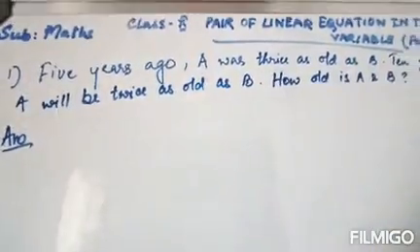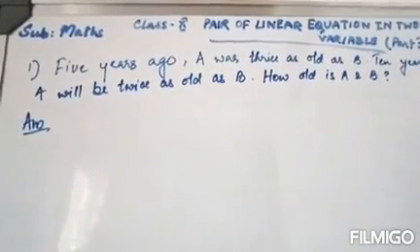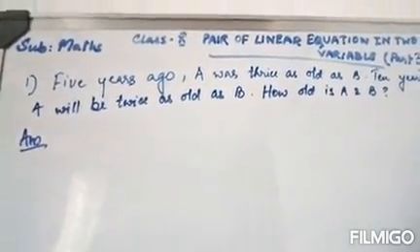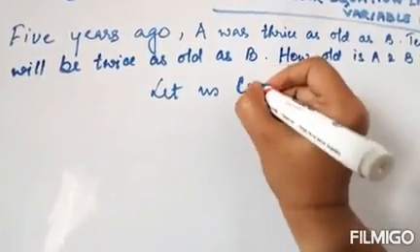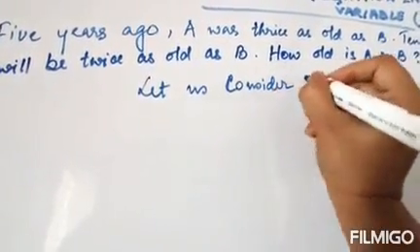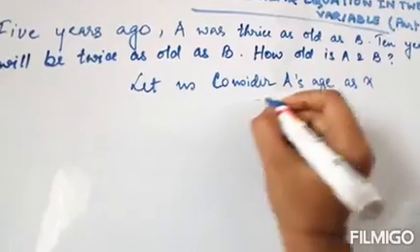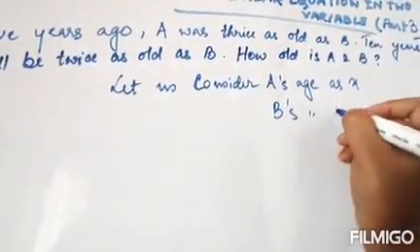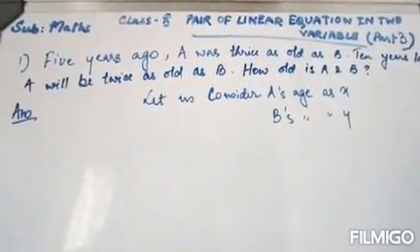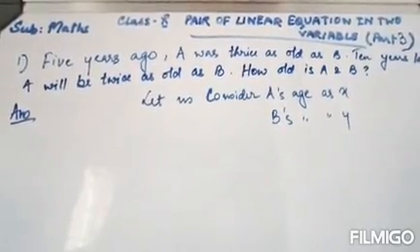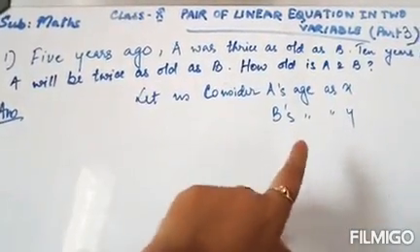First let us form the equations, then we will decide which method to use. First, let us consider A's age as X and B's age as Y. This is the first thing we have to do: consider A's age as X and B's age as Y. Now we are not talking about the present age. Present age is X and Y.